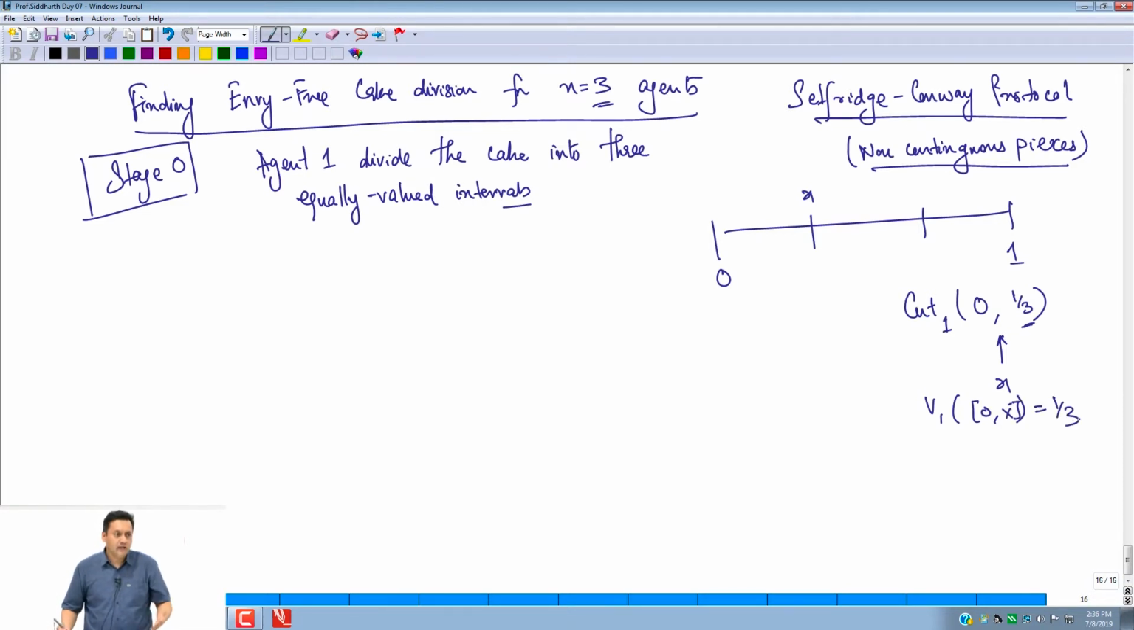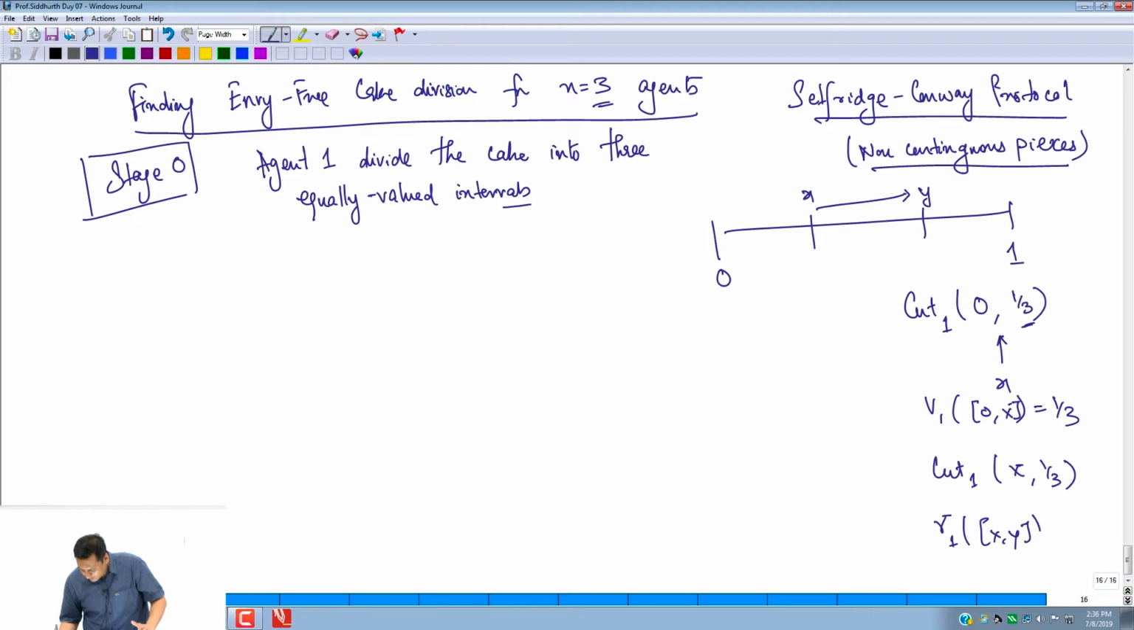And then you'll again repeat it with another cut query starting at x. So then you'll say cut, if I start with this x, the one that you have returned, again 1/3. So I want you to find me another point y such that this value for 1, x, y, this interval is 1/3. Since the valuations are additive, this is 1/3, this is 1/3, the third piece is also 1/3.